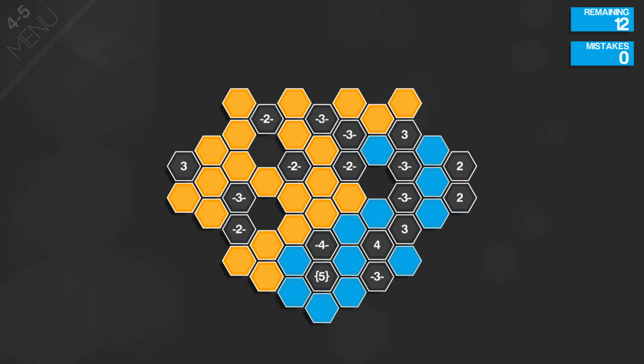And this 3 is now touching 4 tiles. And we know that the 3 must not be in a continuous row. So it could be 1, 2, and 3. Or it could be 1, 2, and 3. But what this definitely tells us is that that is 1.